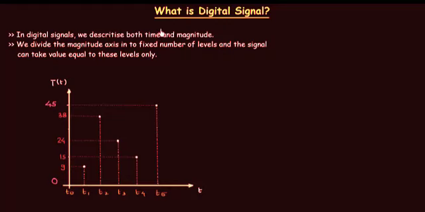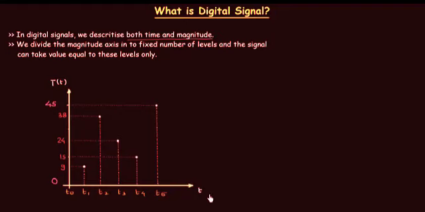Last presentation we completed analog and discrete time signal. In this lecture we will study digital signal. In digital signals we discretize both time and magnitude. We have to discretize both time and magnitude axis. If you remember the discrete time signals, we discretize the time axis but not magnitude. But in case of digital signals we have to discretize the magnitude axis as well.